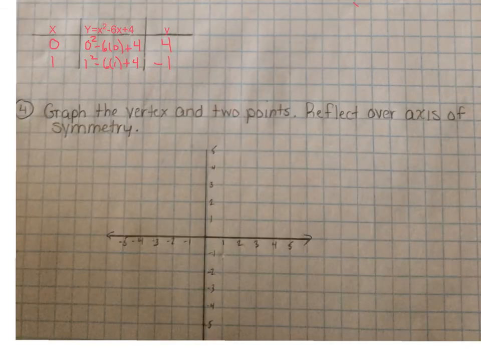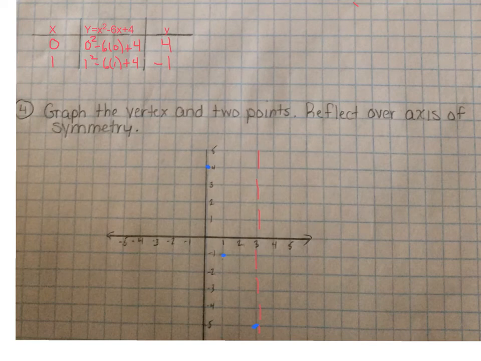Now we can start our graphing. We know that our axis of symmetry is on x equals 3, so this is the vertical line that provides the axis of symmetry. We know that our vertex will be the point (3, negative 5). And we found 2 other points that we could graph, (0, 4) and (1, negative 1).